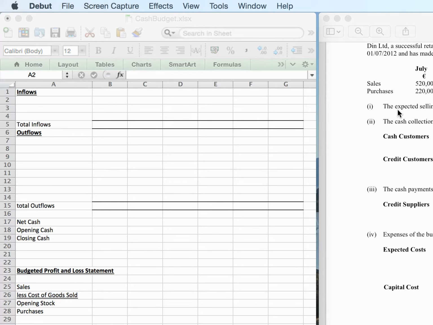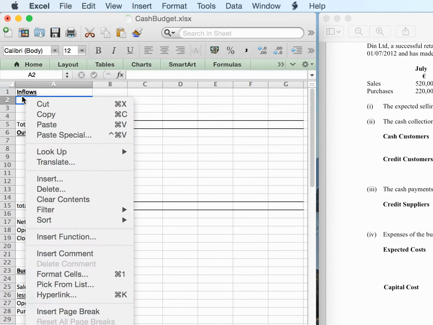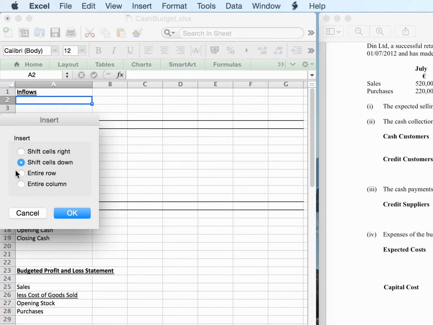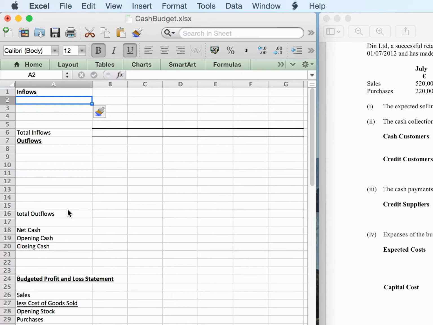So my sales, cash collection, 40% is immediate cash with a discount, and then 60% will be credit customers. They will pay 50% in the month after sale, and the remaining in the second month after sale. So that means that I probably will need an extra line. So I'm just going to insert an extra row in here. So I have cash sales, then I'm going to have 1 month debtors, and 2 months debtors.